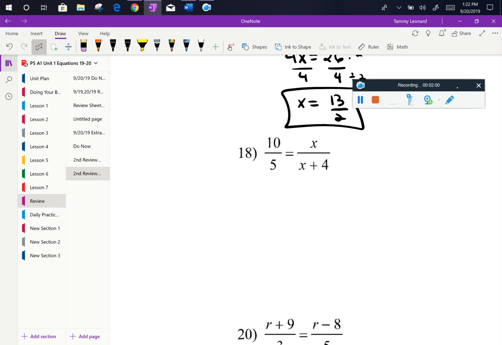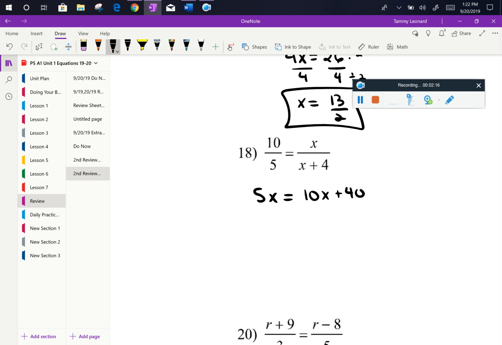Cross multiplying, we see that 5x is equal to 10x plus 40. We want all the variables on one side. You have two choices. You can subtract 10x from each side, or you can subtract 5x from each side.